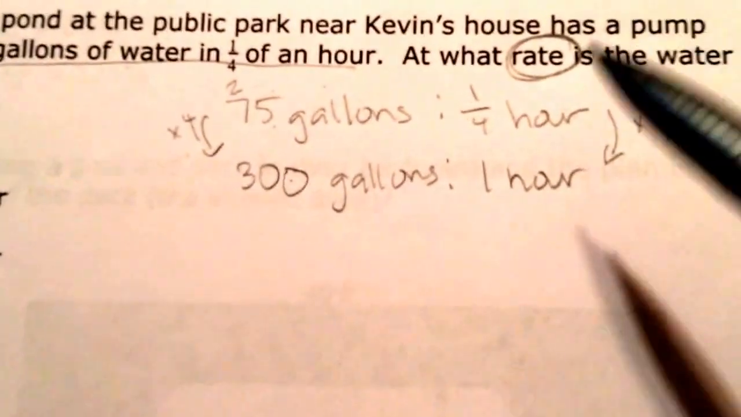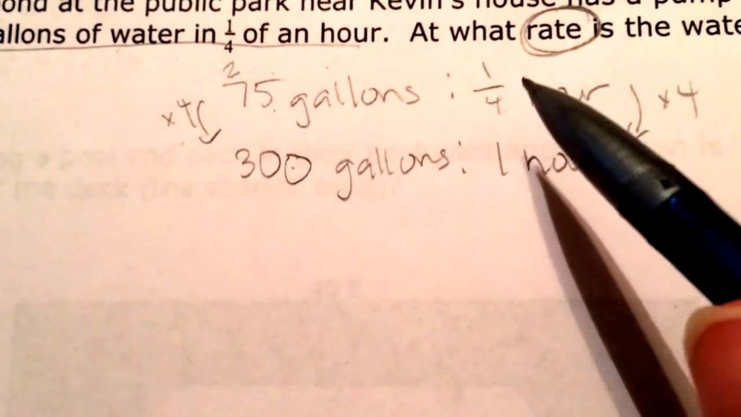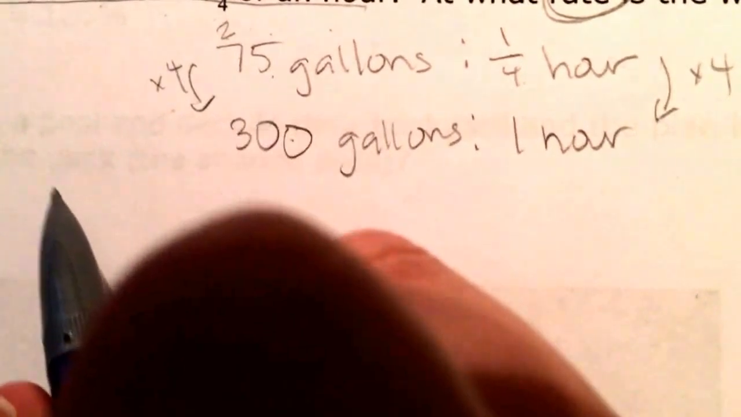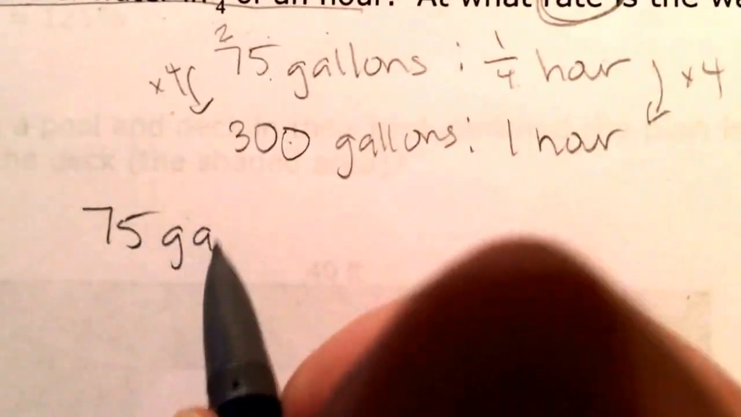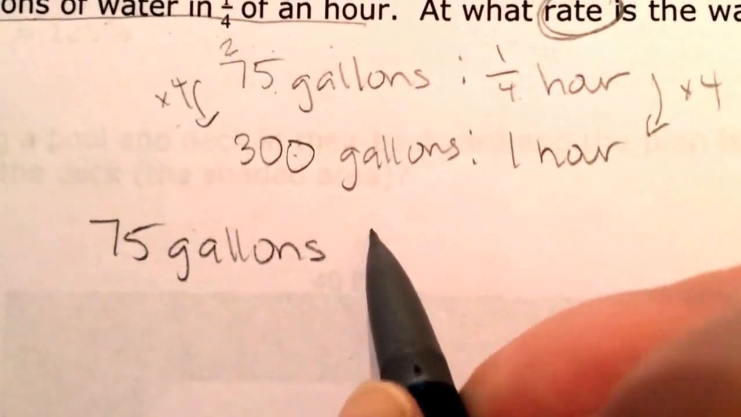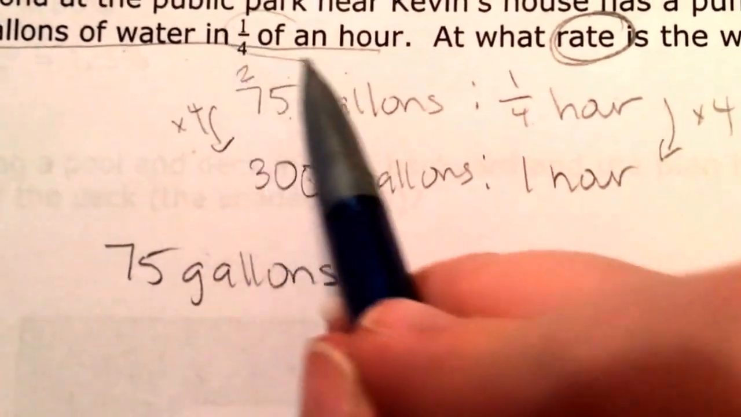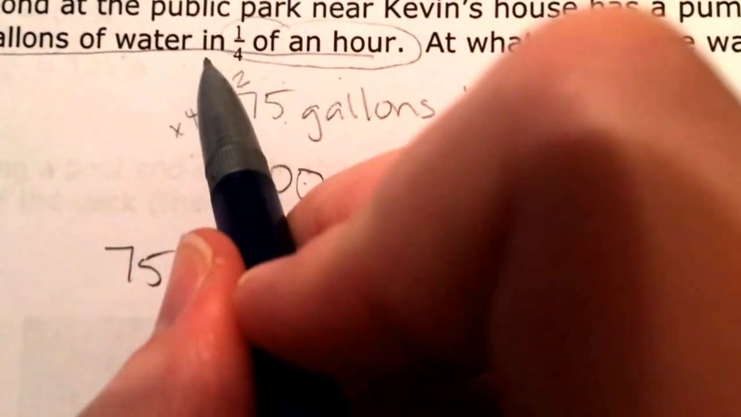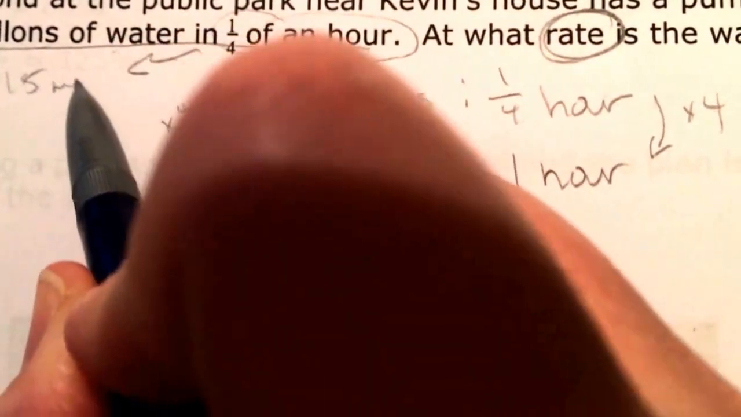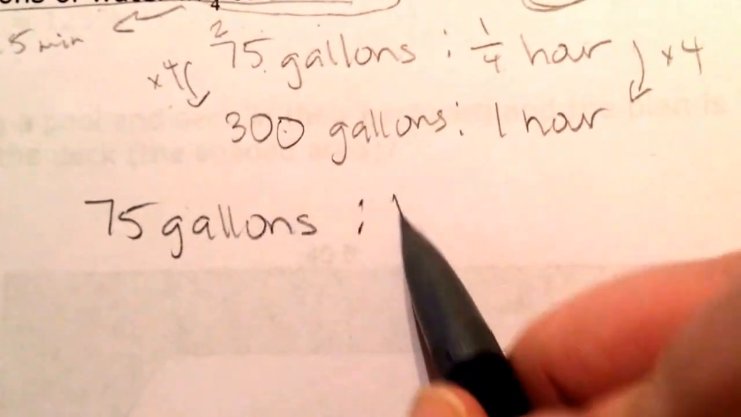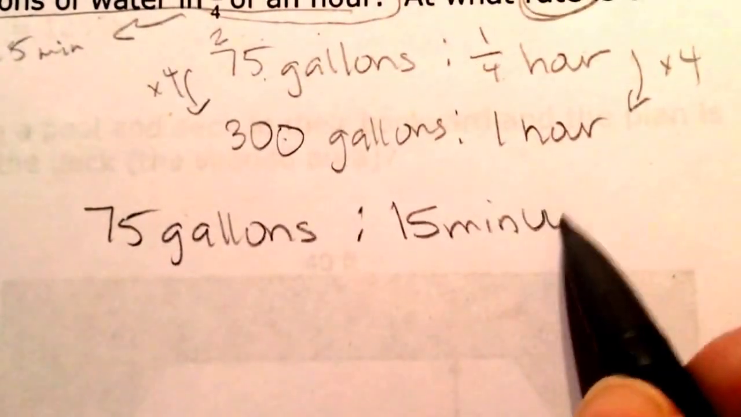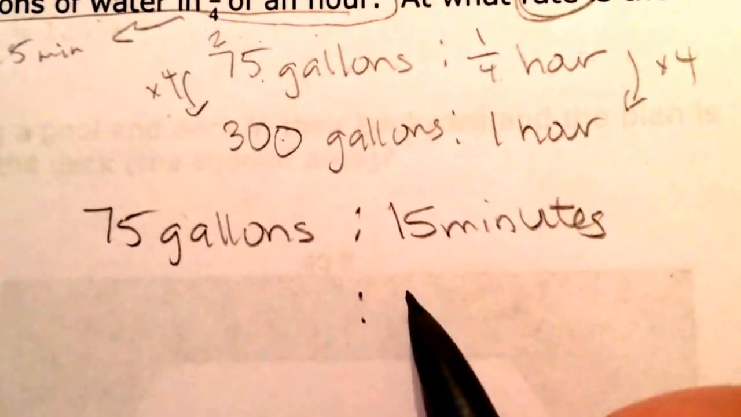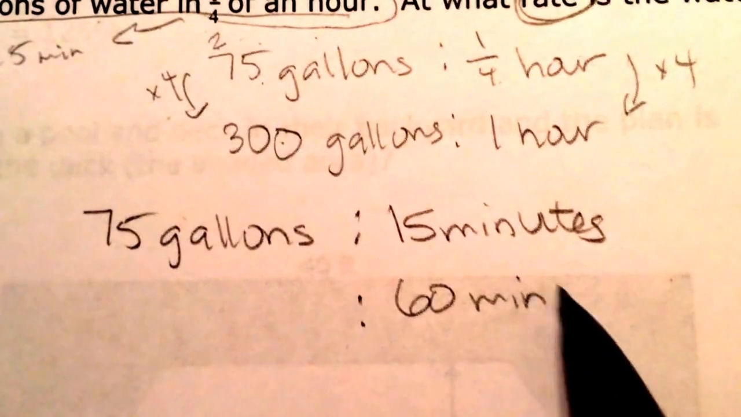But what if I didn't like this? What if I wasn't sure how to go from 1/4 of an hour to an hour? There's one other way I could do it. I could think about 75 gallons in 1/4 of an hour. Well, if I cut an hour into 4 pieces, that's 15 minutes. So 75 gallons in 15 minutes, and I want it in 1 hour, which is 60 minutes.